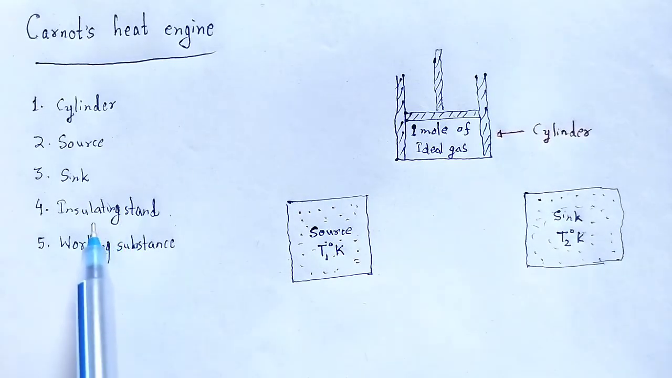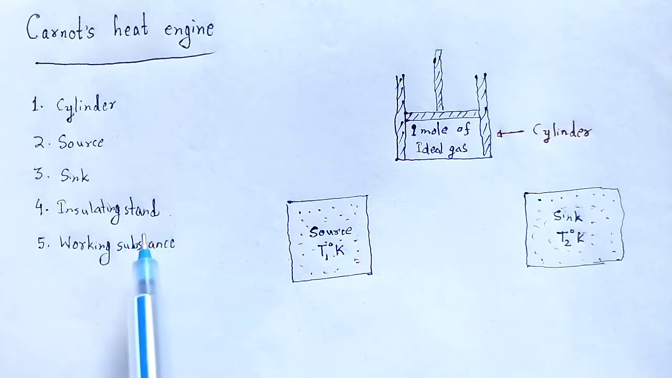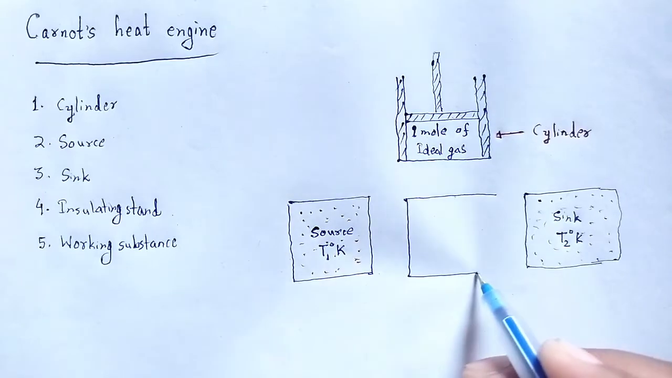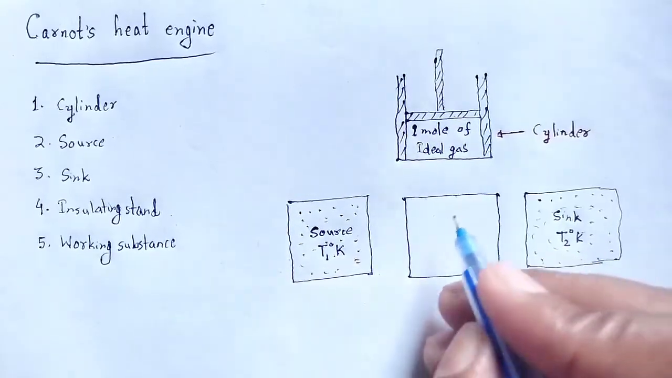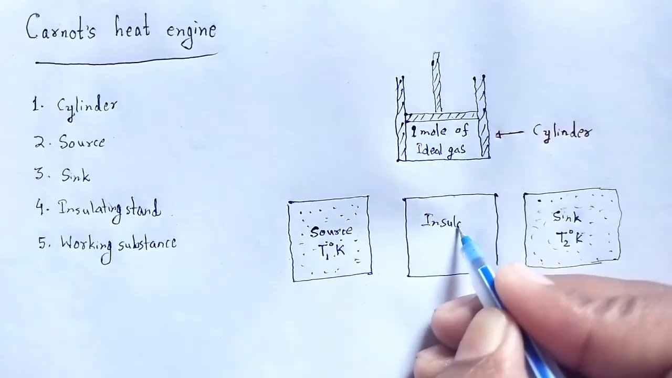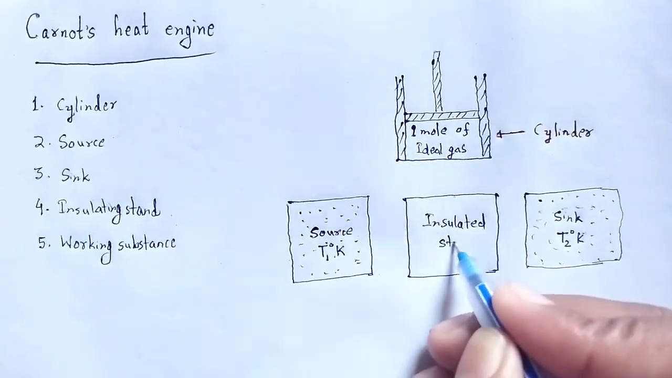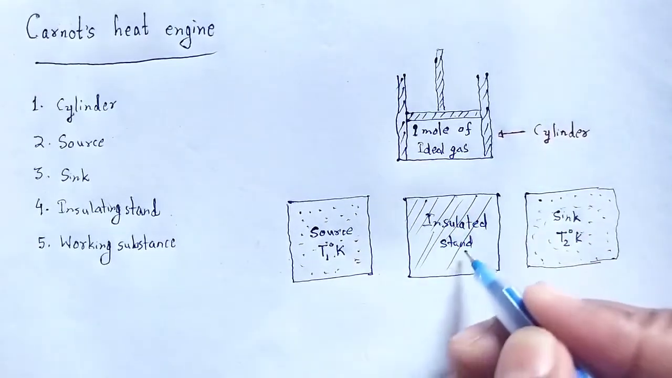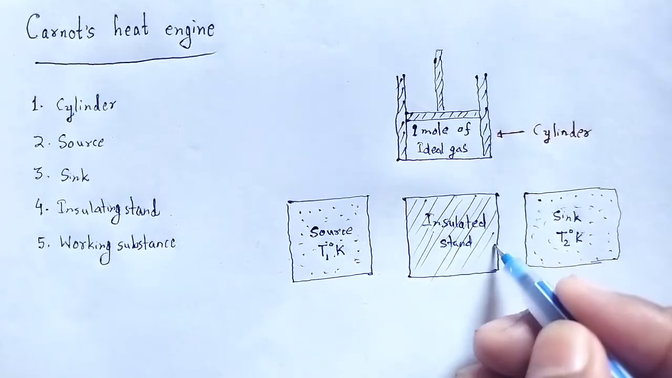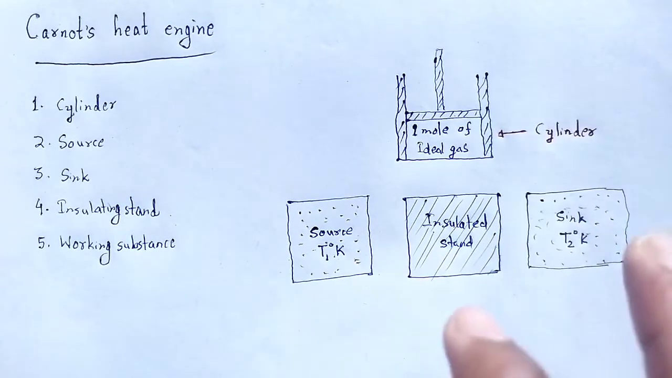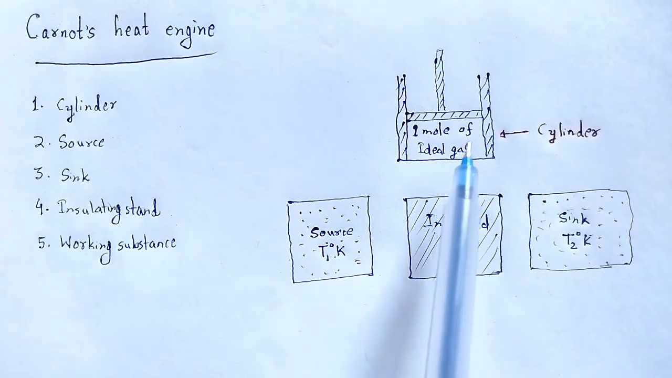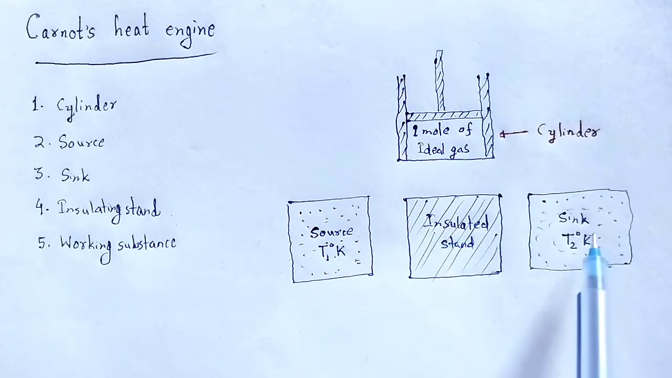Next, the insulating stand. The insulating stand is a perfectly insulated stand, or we can say it is the pad. Here is the insulated stand. This is the insulated stand. These are the parts of Carnot's theoretical heat engine: cylinder, source, insulated stand and sink.